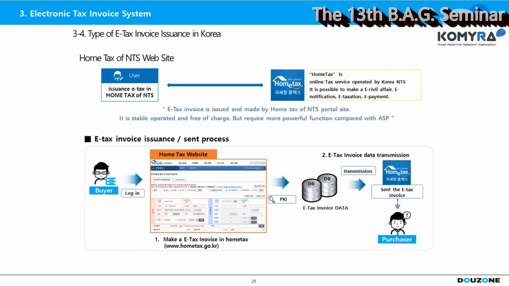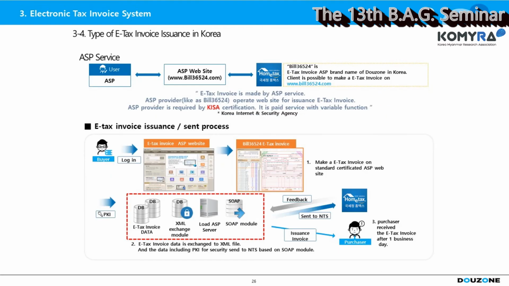There are many ways to issue a tax invoice in Korea. This will be helpful if you are starting a tax invoice system in the future. First, a tax invoice is issued through the Korean NTS Home Tax site. It is very stable and free of charge, but it requires more powerful functions compared with the ASP. So a lot of clients use the ASP service. It is an application service. Douzone is an ASP service supplier.